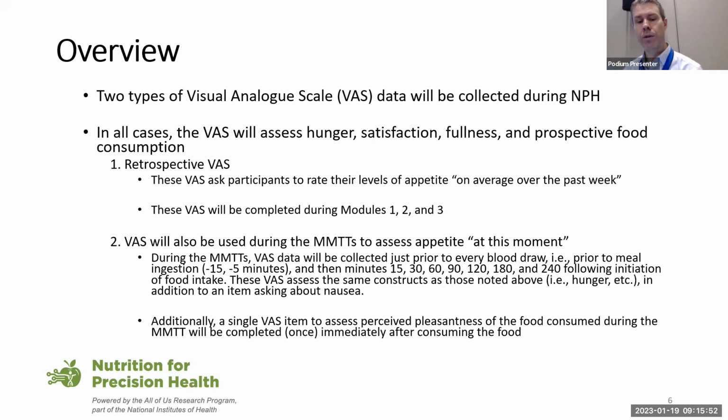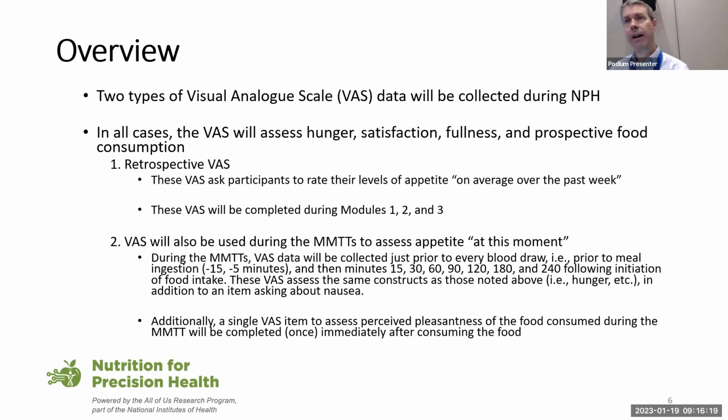Now, the other couple of nuances that we want to mention about the VASs during the MMTTs, and again, this is really a repetition of what Britt said yesterday, is that when they complete the first VAS after they consume the shake or eat the meal, they have an additional item that asks them to rate the pleasantness of the food they just consumed. It's the only time we have to do that. So after they consume their food, they're going to have that one additional item.